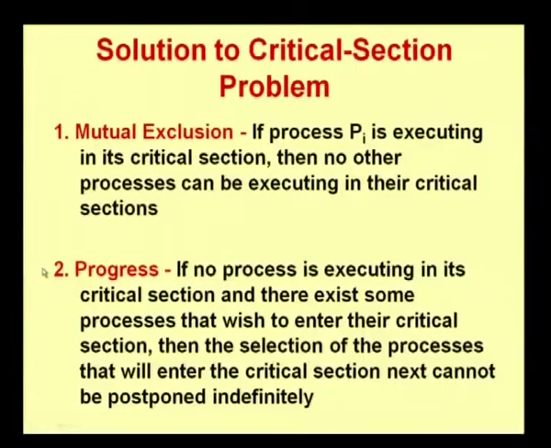Then, the second solution is progress. If no process is executing in its critical section and there exist some processes that wish to enter the critical section, then the selection of the process that will enter the critical section next cannot be postponed indefinitely. What does this mean? Suppose the critical section has been left free, and we have four different processes to enter into the critical section and come out of it.